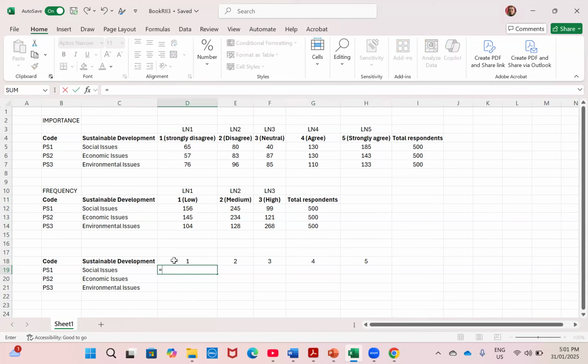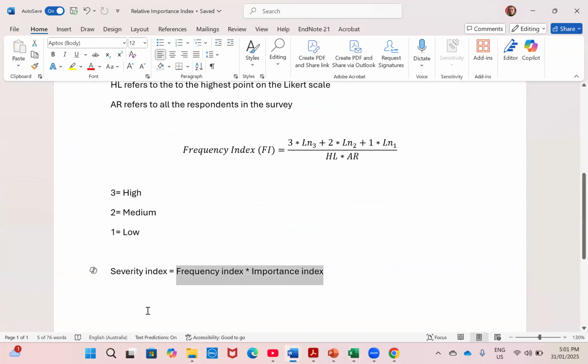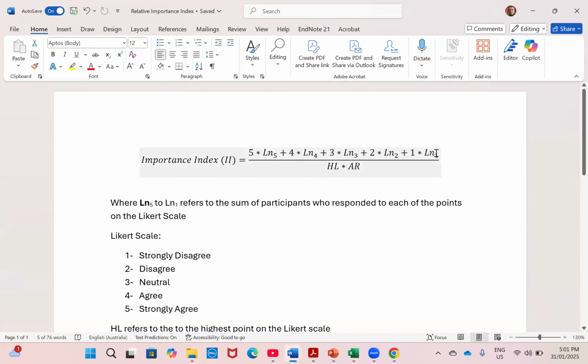Okay, so what do I do? If I pick the first one, which is 65, all that I need to do is multiply it by 1 according to the formula. So let me quickly take you to the formula. The formula says 1 times the total number of respondents for that particular factor.